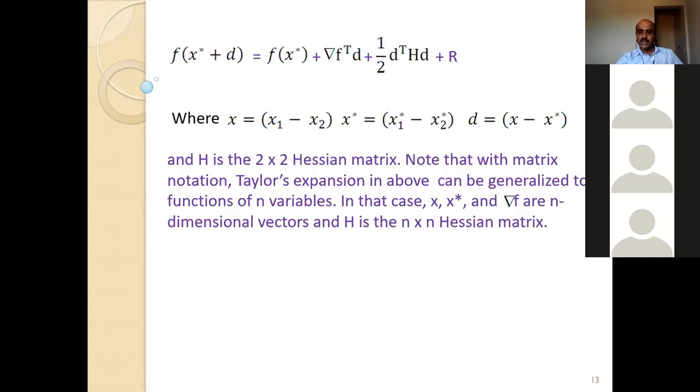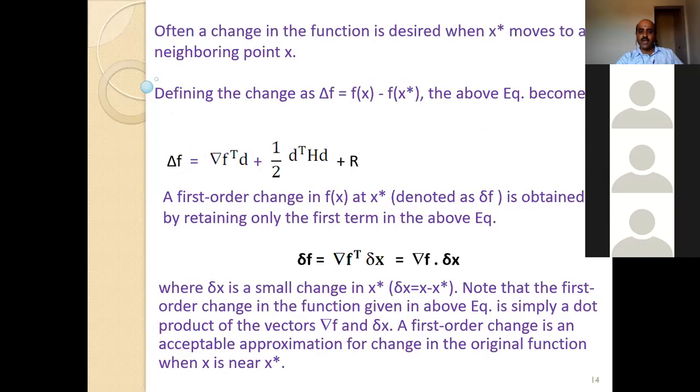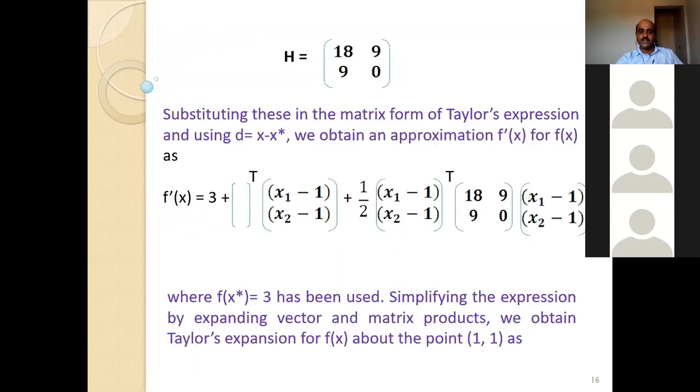So two variables are here: x1 minus 1 and x2 minus 1. That is also in matrix format, which we have substituted here. You can see this here: 9, 3 is the transpose of the gradient vector. The D term I substituted in the form of a matrix, x1 minus 1.